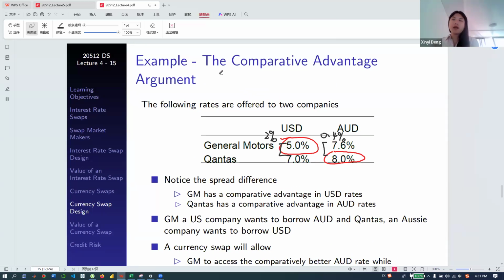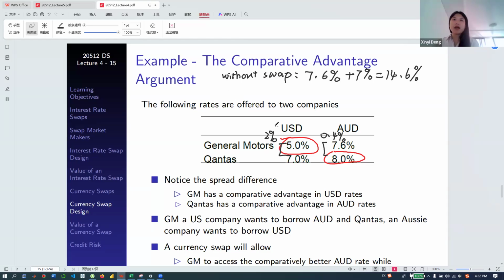Basically, without the swap, the total cost of borrowing would be that General Motors directly enters into the AUD market and Qantas directly enters into the USD market, and the total cost for them would be 7.6% plus 7%. That's going to be 14.6%.